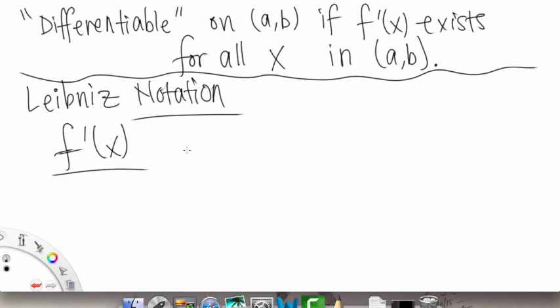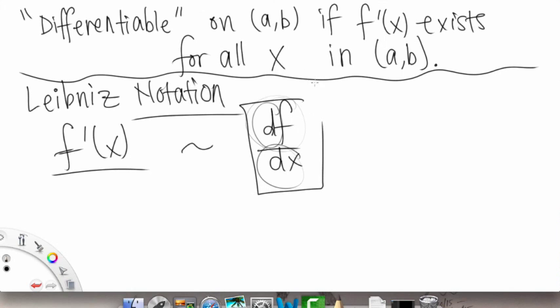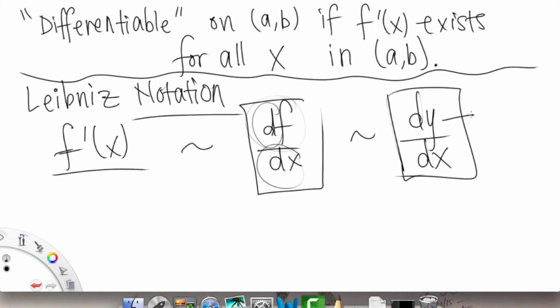This is what we're used to seeing, and this is equivalent to saying df/dx. And these d's are like differentials, so the change in f over the change in x, and it means tiny change. This is the start of Leibniz notation, as well as dy/dx. That represents the smallest change in y. How does the smallest change in y respond to a tiny change in x? These are just symbols, another way of representing our first derivative.